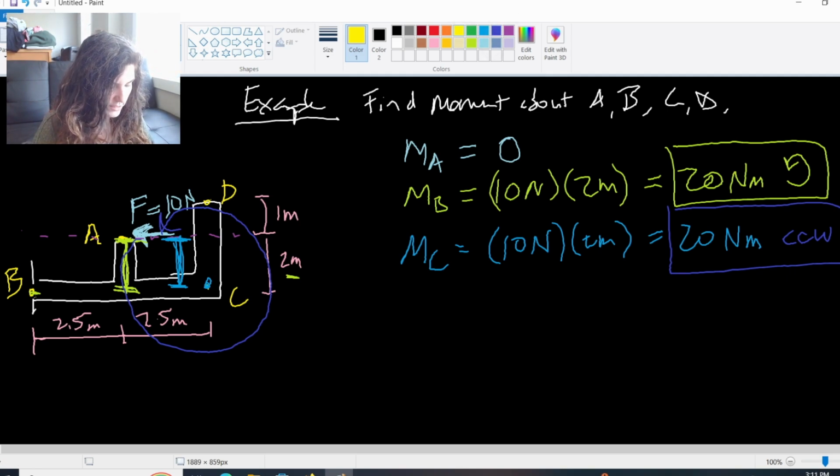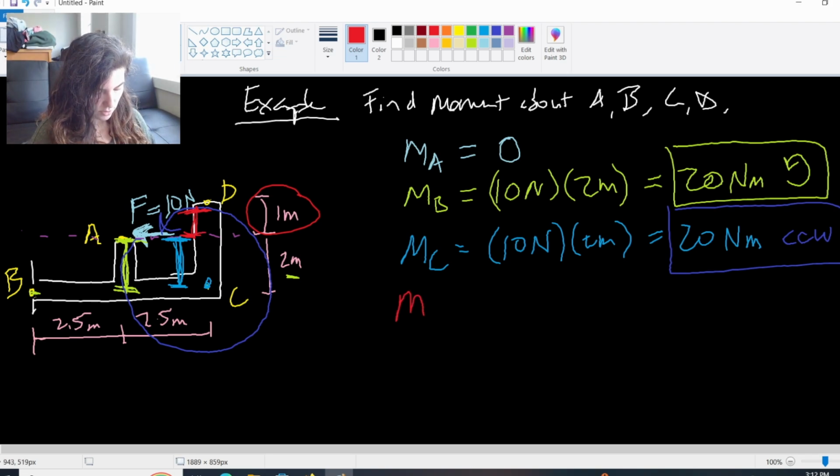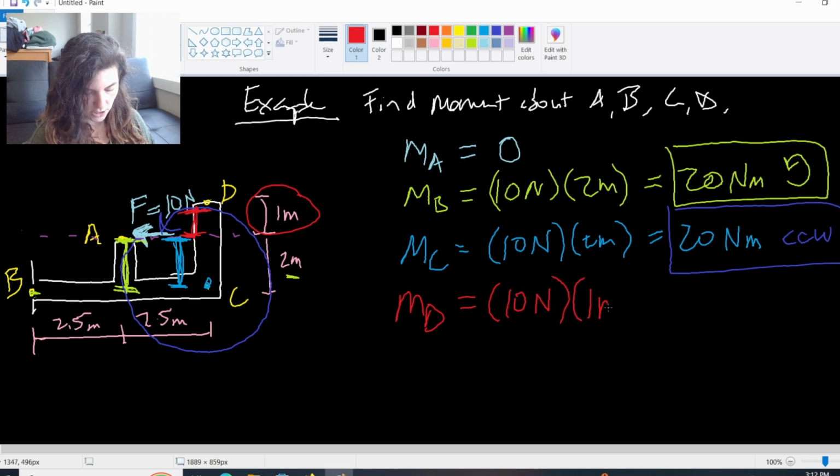And finally, I have point D. So let's look at our point D here. We'll see that it is 1 meter, right? This perpendicular distance is this 1 meter down to the force. So MD is going to be 10 newtons times 1 meter. So we'll get 10 Newton meters.